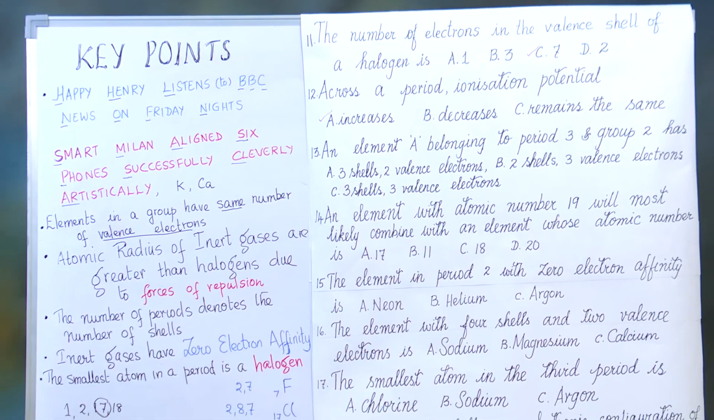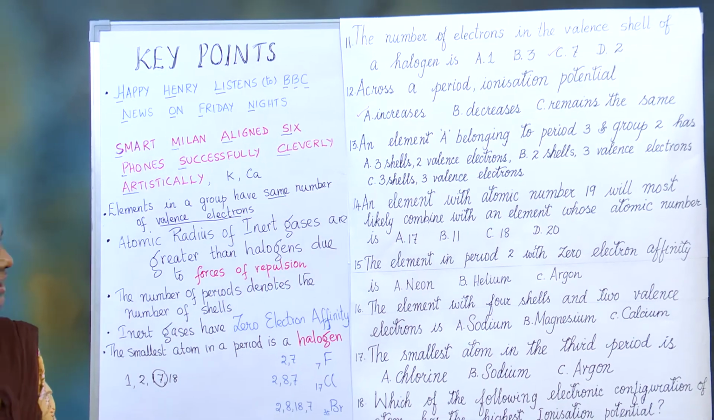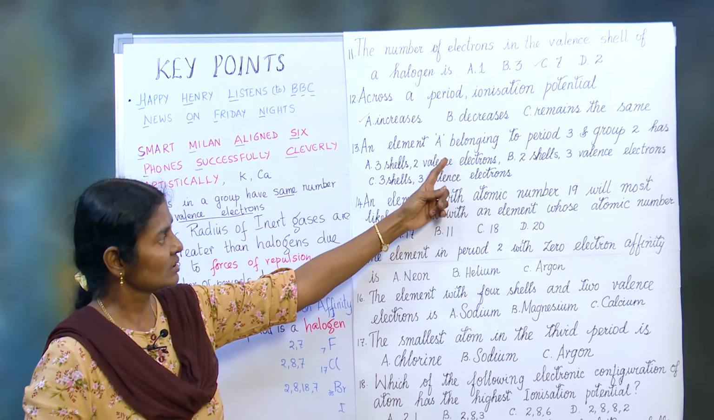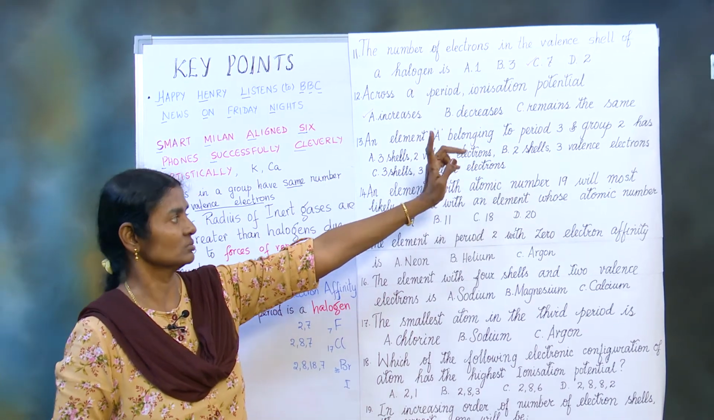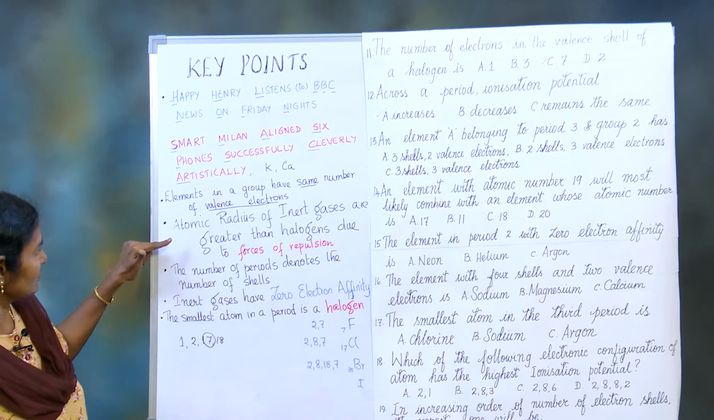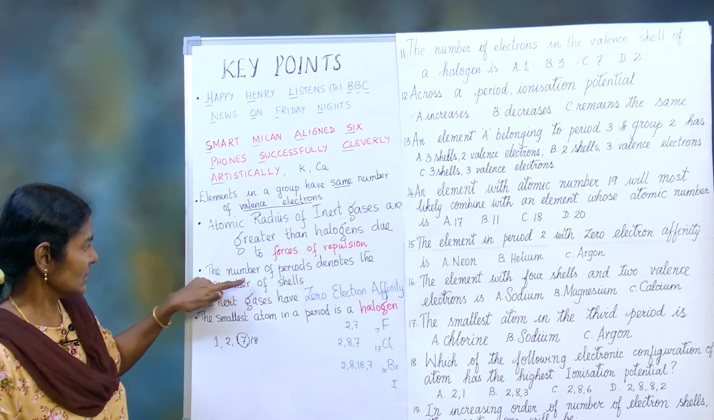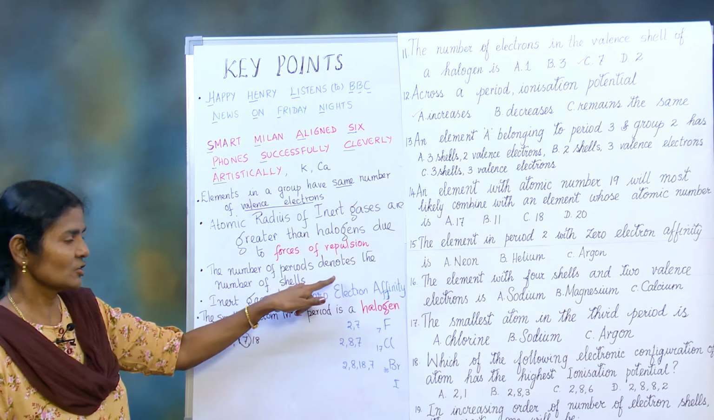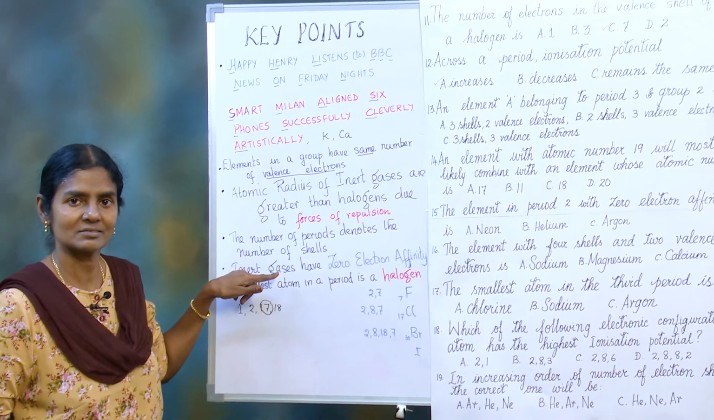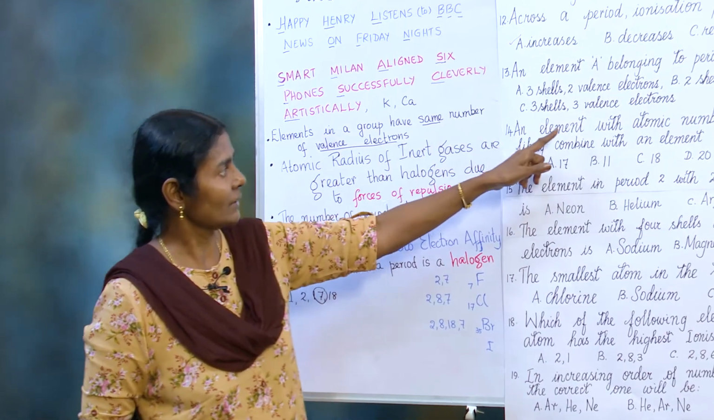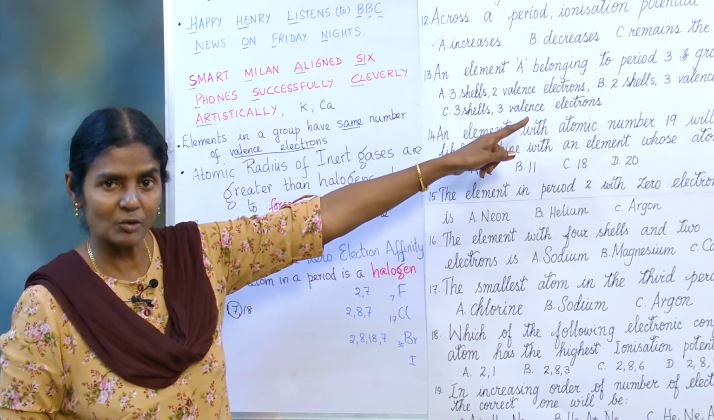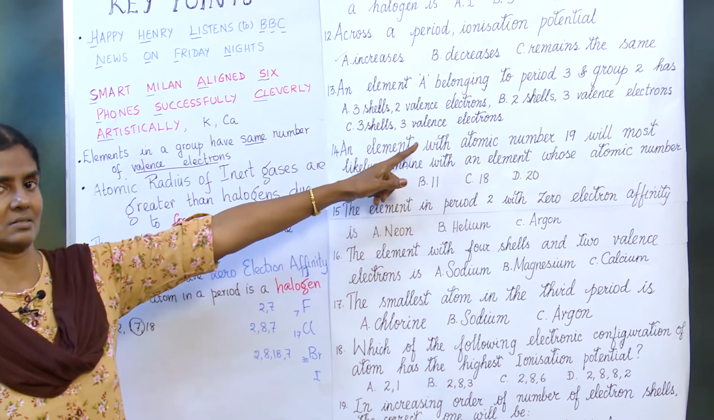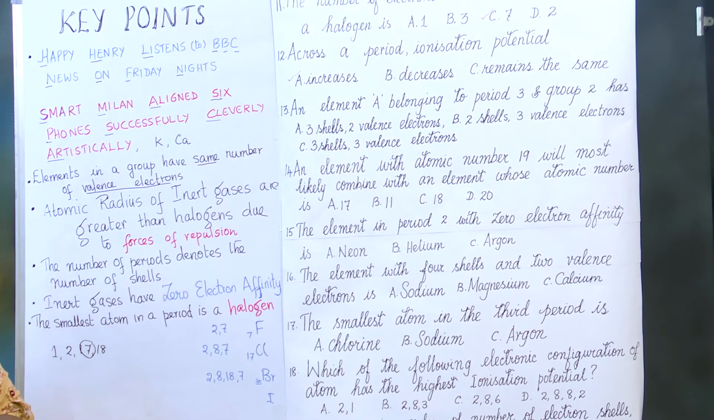Alright. Next question. An element A belonging to period 3 and group 2. See here you have a point here. The number of periods denotes the number of shells. Okay. Now come back. Element belonging to period 3. How many shells would it have? 3 shells. So the first answer is there.